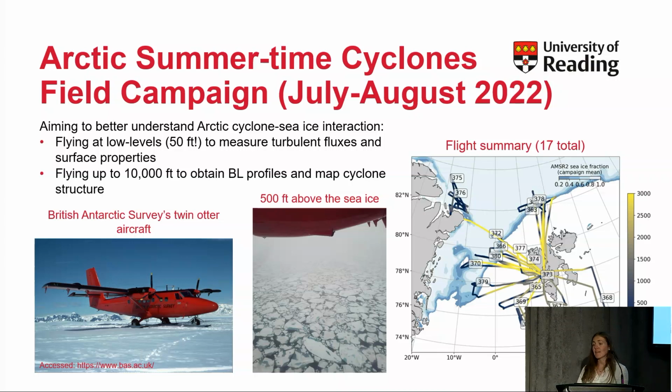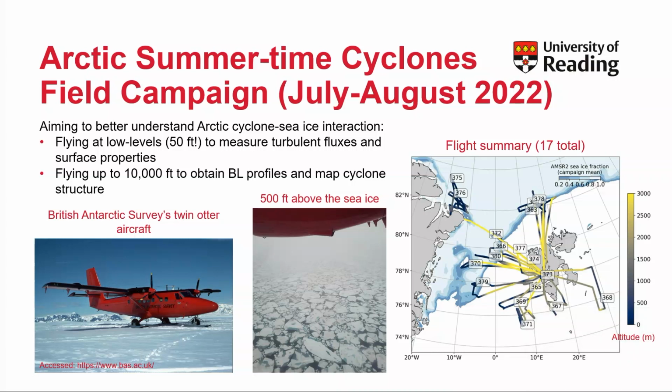The Arctic Summertime Cyclones field campaign took place literally in the last month in Svalbard. We're aiming to fly through Arctic cyclones and to measure this Arctic cyclone sea ice interaction. So the aims were to fly at low levels, as low as 50 feet, to measure turbulent fluxes over the sea ice and also measure the surface properties of the ice. But then also fly anywhere up to 10,000 feet to obtain boundary layer profiles and to map cyclone structure.